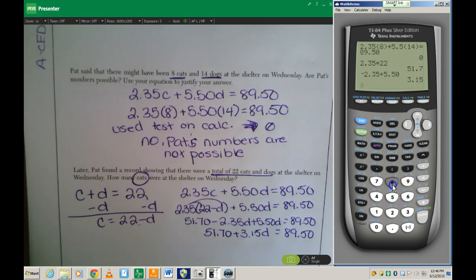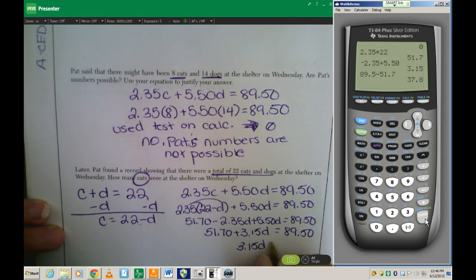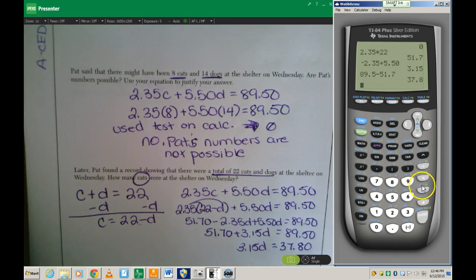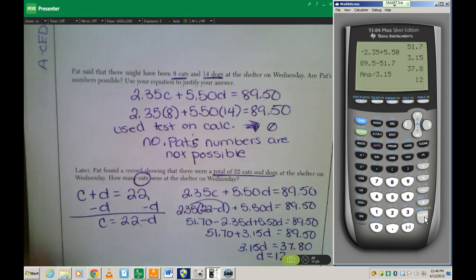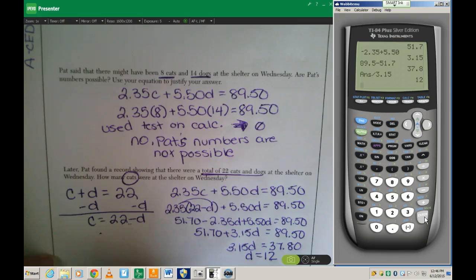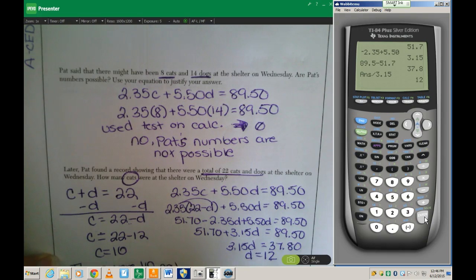I'm going to subtract 5170 from 8950, and I get 3780. Notice how I'm just not saying the 0. That's totally fine, because there's no 0 after the 8. And now we have to divide that number by 315, and we get d equals 12. So that's how many dogs there are, right? But we need to find out how many cats there are. So c equals 22 minus 12, c equals 10. Okay, there were 10 cats.